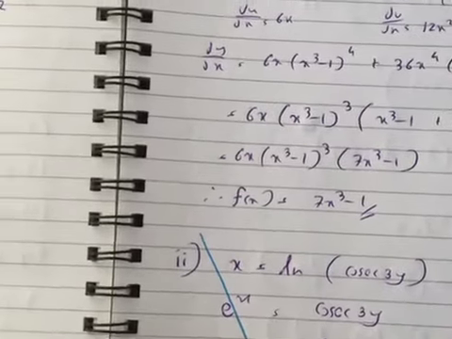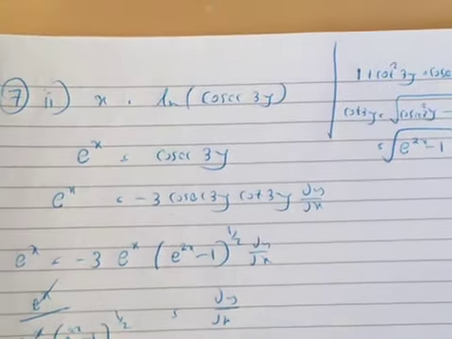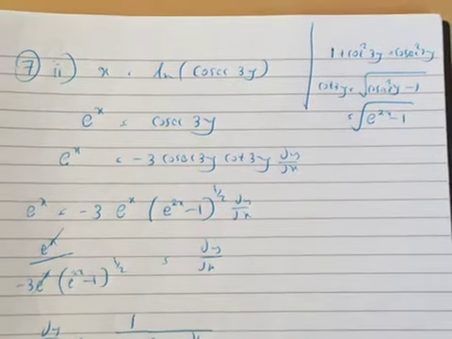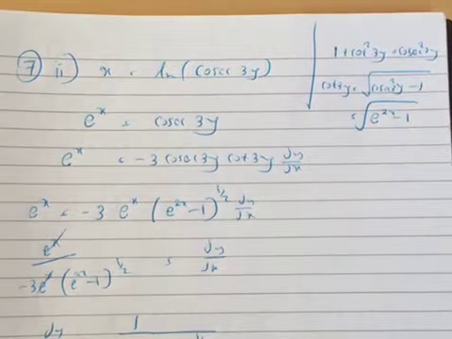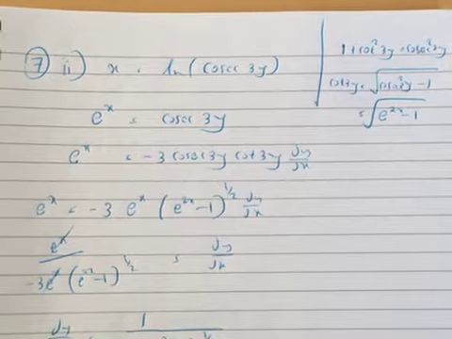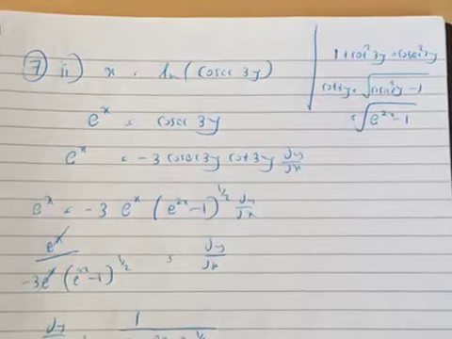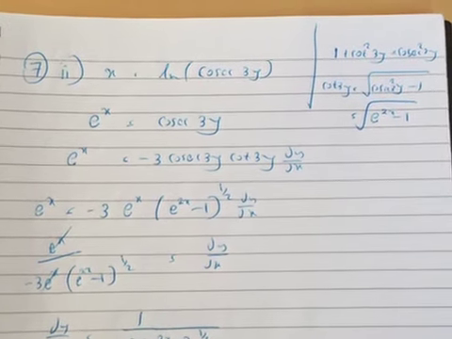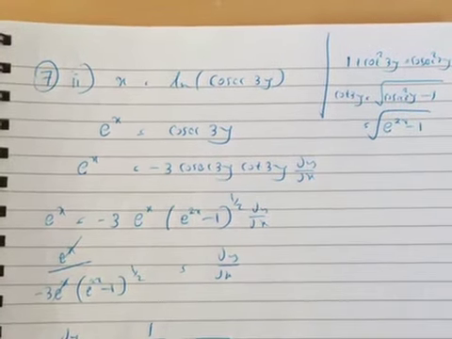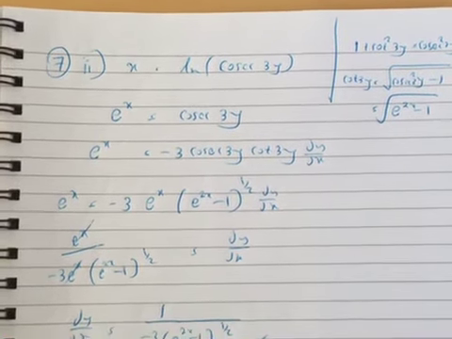Okay, 7 part 2. Actually, there's a mistake in the original answer, so here we go. x equals ln cosec 3y, so e to the x equals cosec 3y. If you differentiate it, e to the x is e to the x. On this side you get minus 3 cosec 3y cot 3y dy/dx. Now I did a little calculation on the side here. 1 plus cot squared 3y equals cosec squared 3y. So cot squared 3y is cosec squared 3y minus 1, and the square root of that is basically the square root of e to the 2x minus 1.